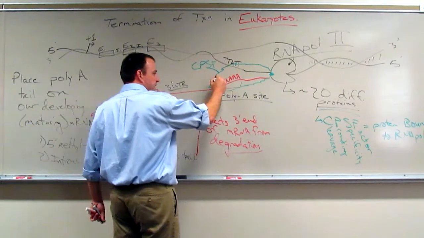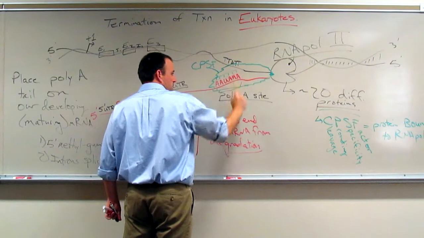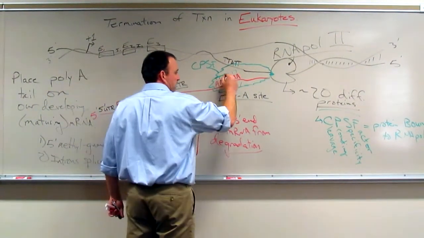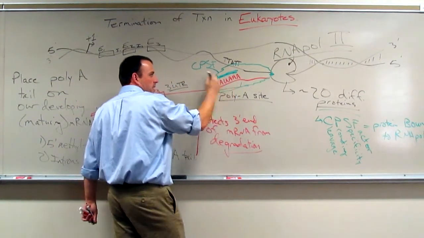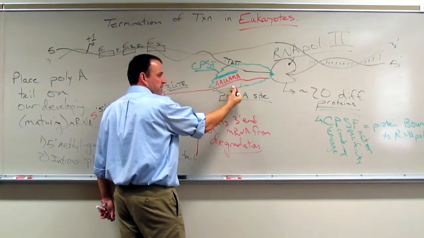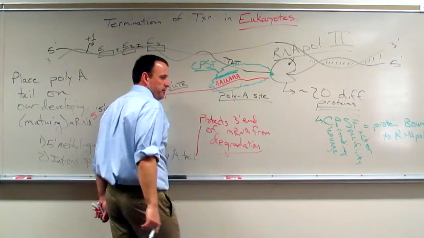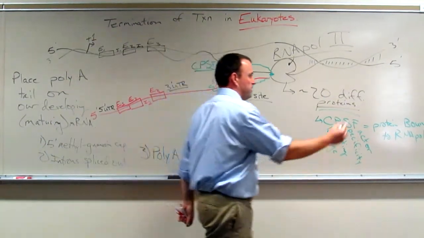And when CPSF, when one of its protein subunits, identifies AAUAAA, CPSF, a protein, binds to that mRNA. And because CPSF is both bound to this mRNA and bound to RNA polymerase, it stops RNA polymerase. So, I'm going to go with one or two steps here.